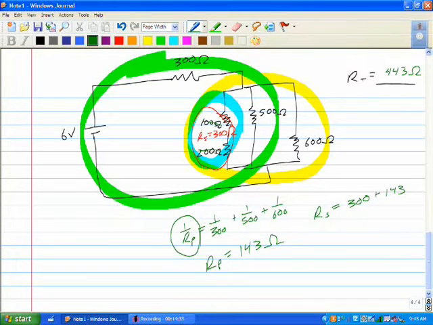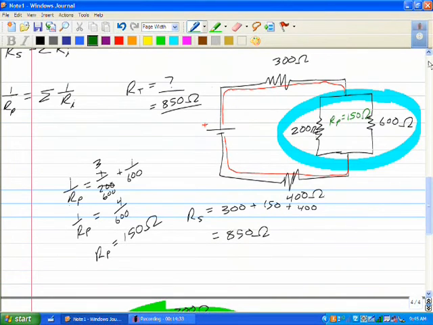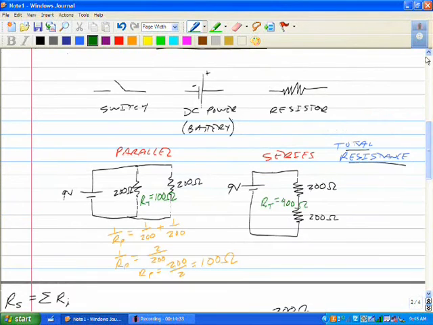Make sense? So that's how we find the total resistance of the series. Now, or the circuit. Why do we want the total resistance of the circuit? Because guess what I'm going to be asking you to do in the very near future? To determine the current in the circuit. So let's back up. Start easy.